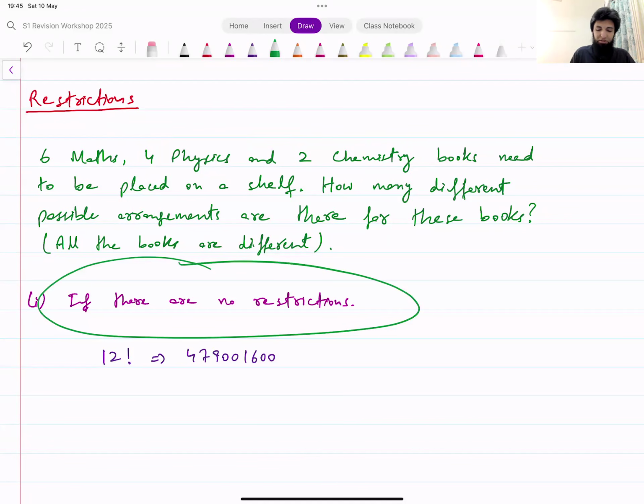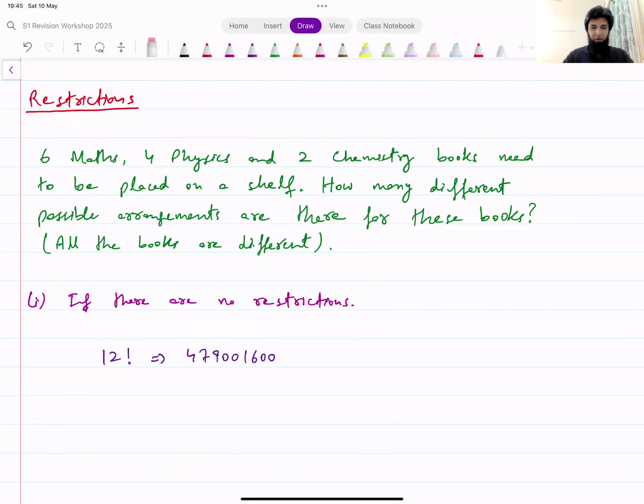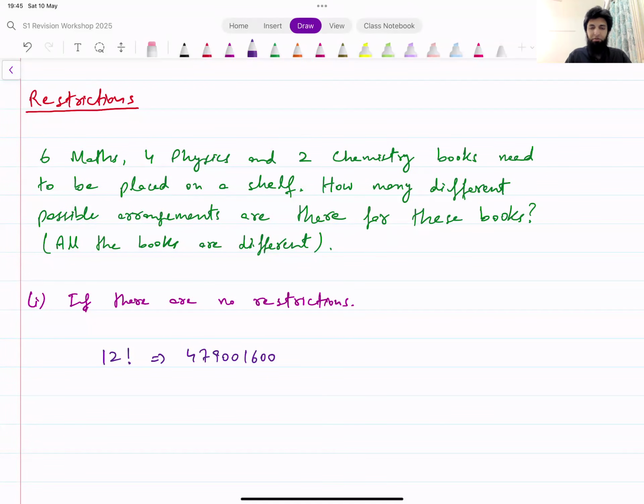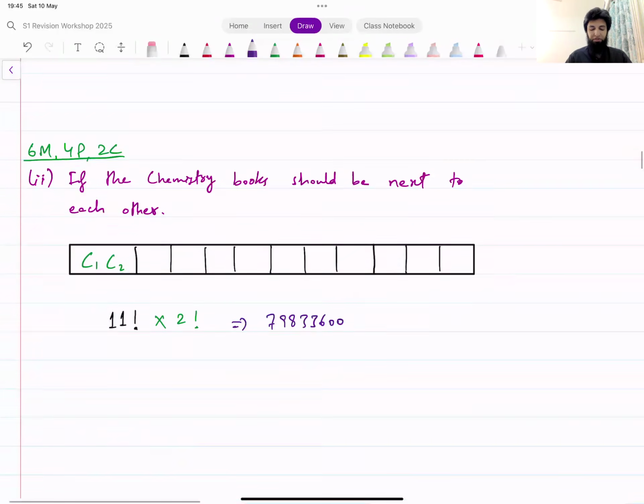If there are no restrictions, we can say there are 12 boxes and we have to place 12 books in them. That's just 12 factorial, right? 12 for the first one, 11 for the second, 10 for the third, and so on. 12 into 11 into 10 into 9 into 8, and so on, all the way up to 1. That becomes 12 factorial. In the absence of any restrictions, we just do 12 factorial here. But then in arrangements, you could have a number of different types of restrictions. Now, what possible restrictions could you have?